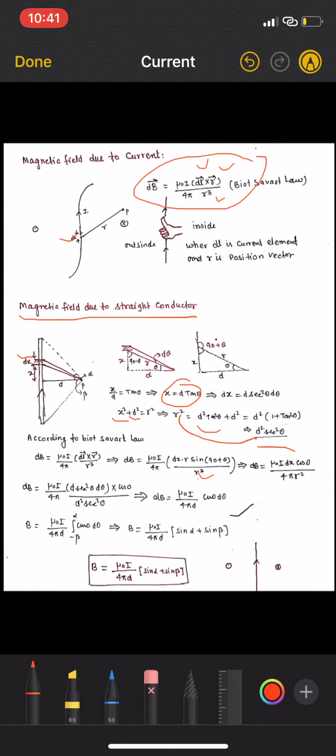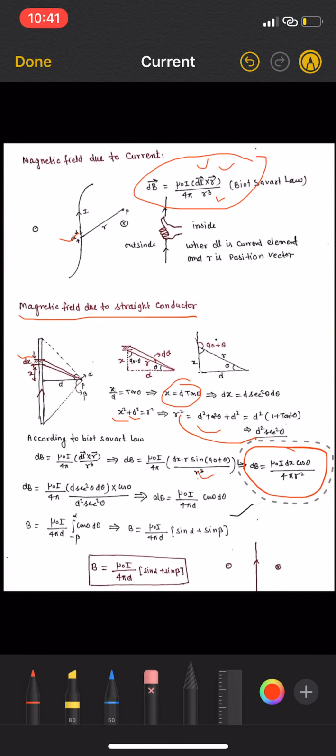Now what I got, dB is equal to mu naught I dx cos theta divided by 4 pi r square. How did I get this? Because sin 90 plus theta I am writing as cos theta, and one r of the numerator gets cancelled with one r of the denominator, and this one in the circle is r cube. So now I'll get this.